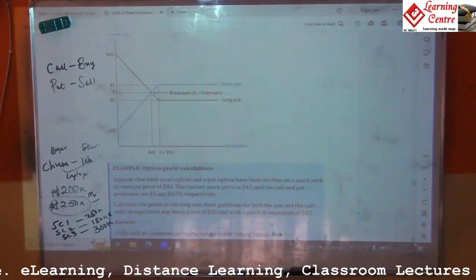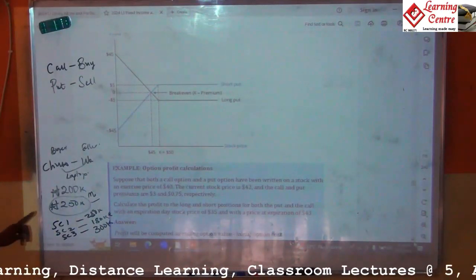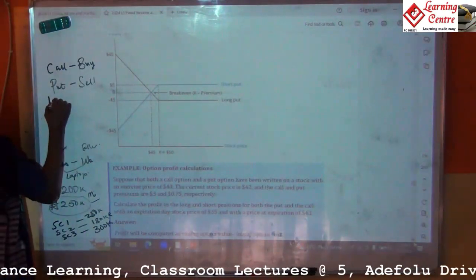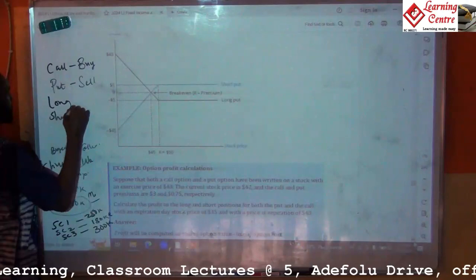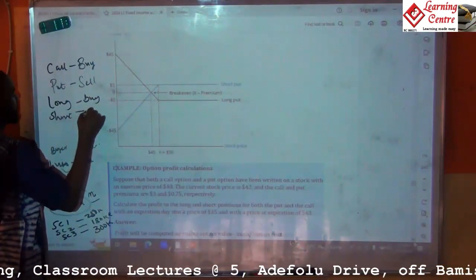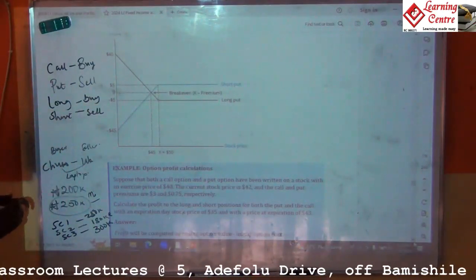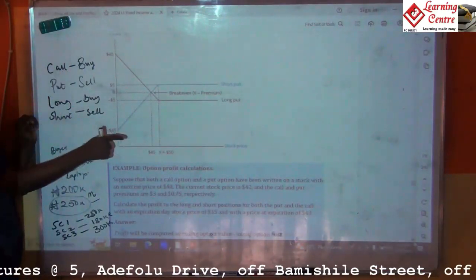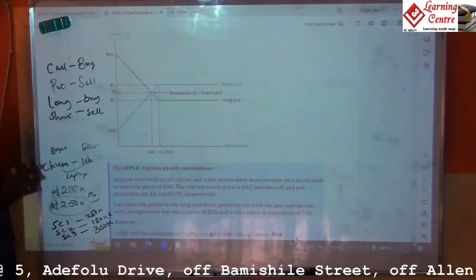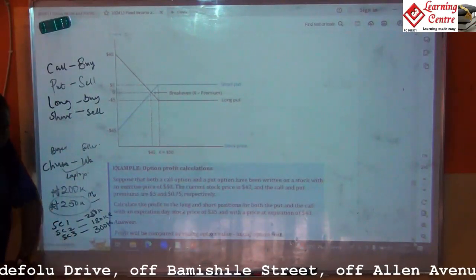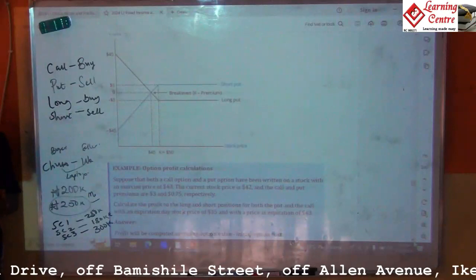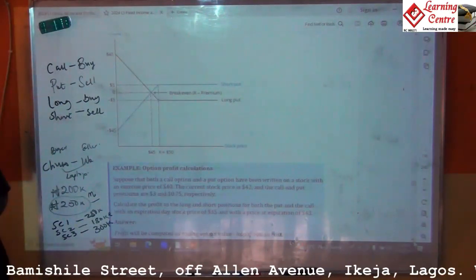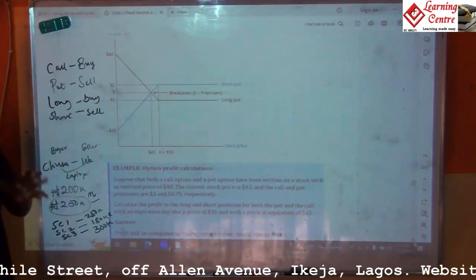So let me explain again. The long puts. So you are doing long and short. Buy, sell. So you can have a long call. A long call is somebody that is buying a call option, right? The call option in itself is an option to buy, right? So I am buying an option to buy. Forgive me with the English.